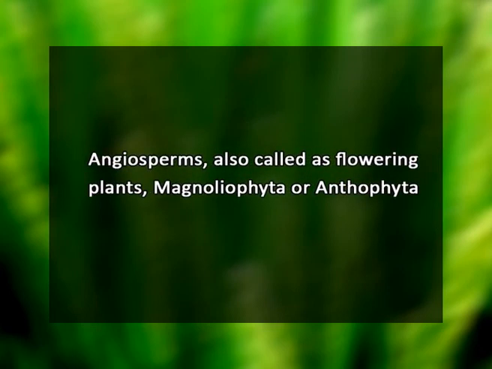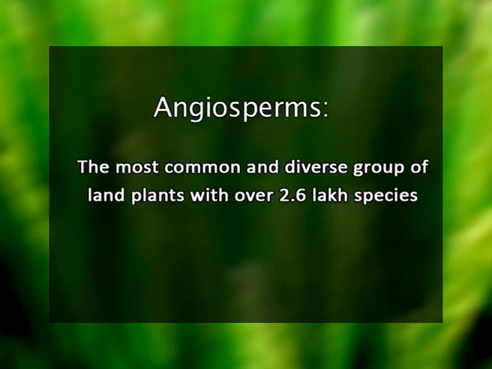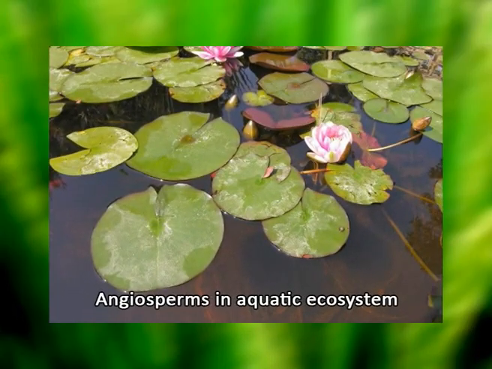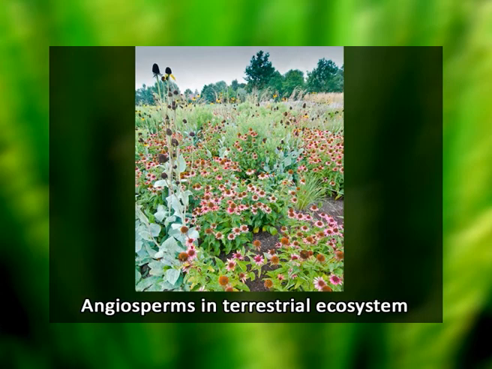The angiosperms, sometimes also called flowering plants or Magnoliophyta, or a name given to these angiosperms is Anthophyta. This is a group of plants which is the most common and diverse group of land plants, with over 2.6 lakh species distributed all over the world. These angiosperms grow virtually in every habitable region and are dominant in some aquatic and most of the terrestrial ecosystems.